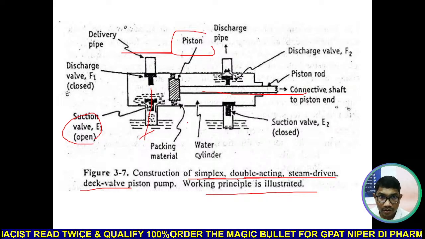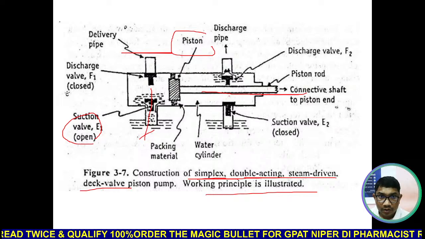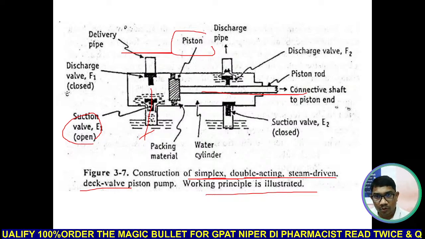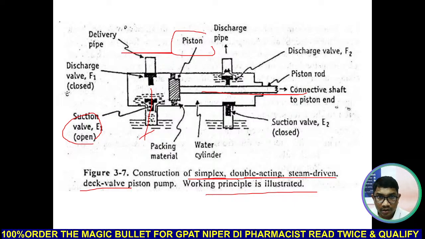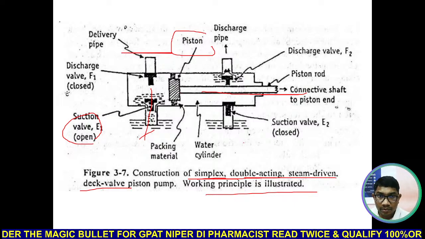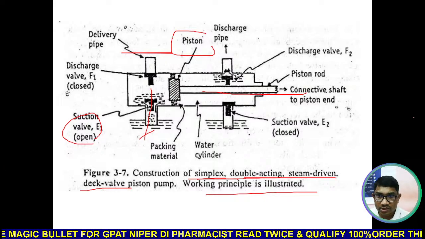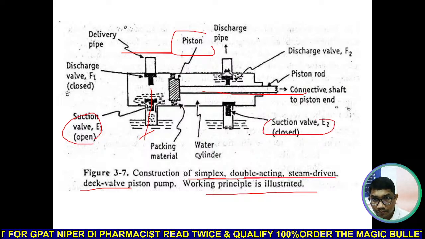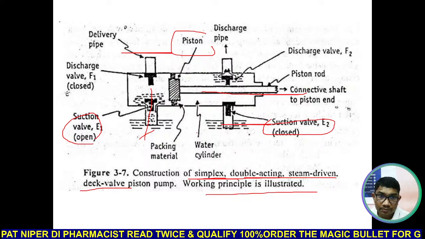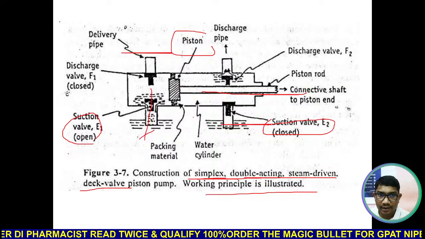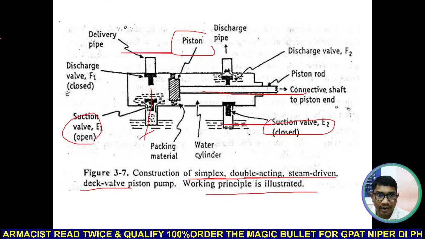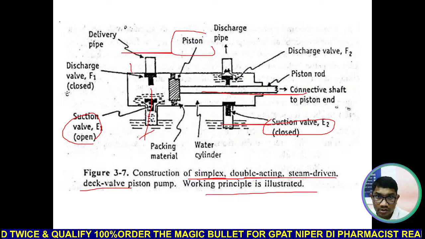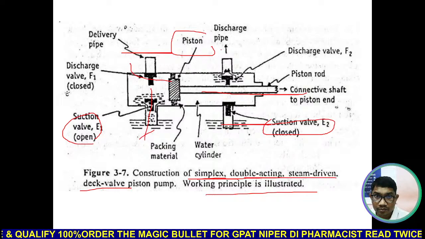This is known as a water cylinder. Now, after suction, this valve will become closed. Suction valve closes, and then why do we call it double acting? Because there are two suction valves. In one stroke, and at the pumping stroke, it is known as a discharge valve. Discharge valve.